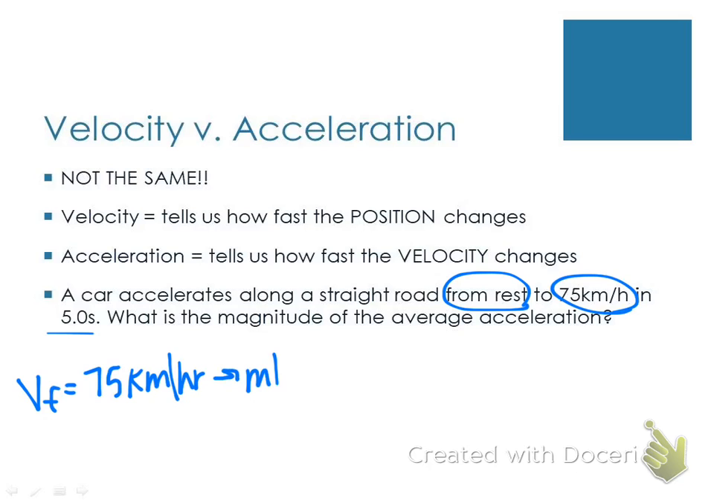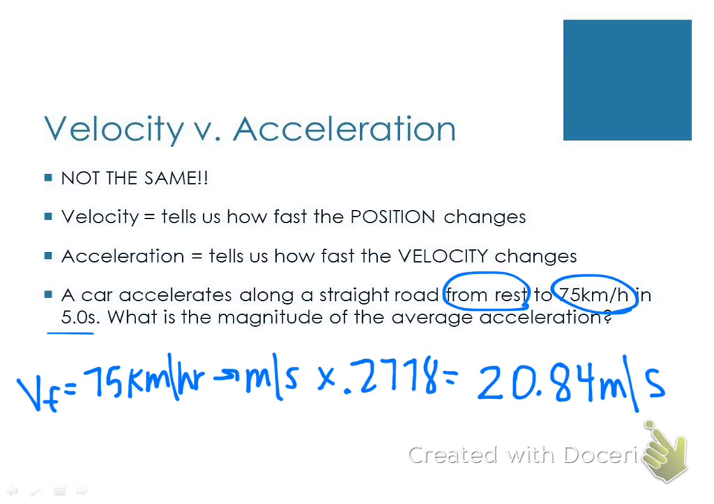Does anyone remember the shortcut? Times 0.2778. That's the shortcut, and I'll use it every time. If you don't want to use the shortcut, that's fine. The T-chart will work every time. But you multiply by 0.2778. We should get roughly a third of what our original was. So 21, 22, something? 20.84. So that means our final velocity is 20.84 meters per second.